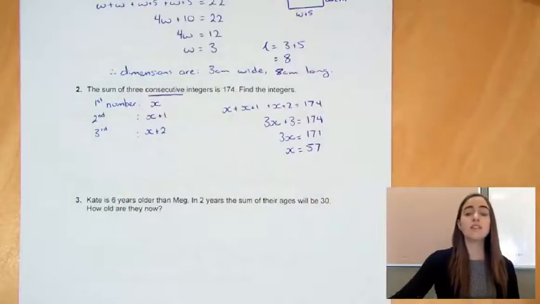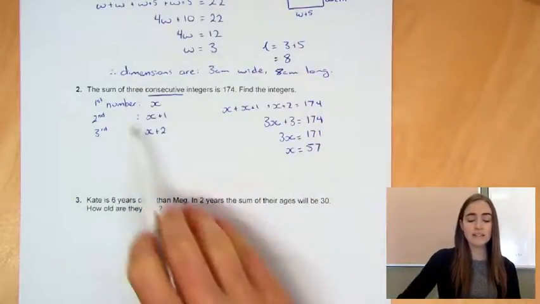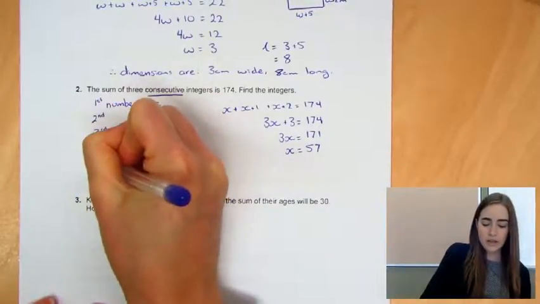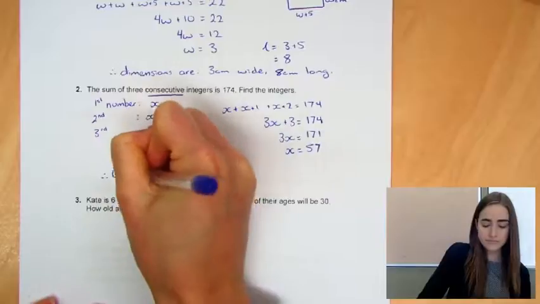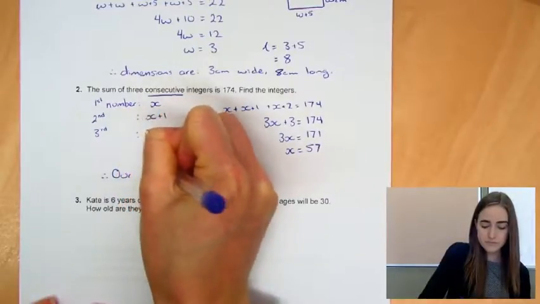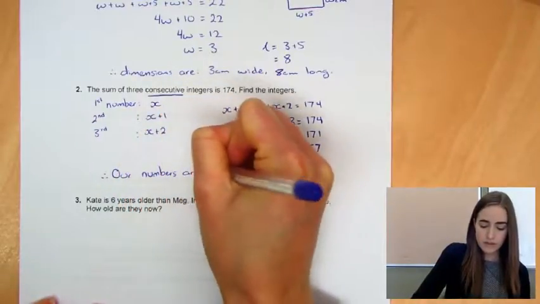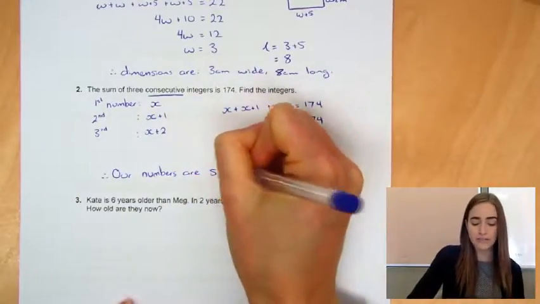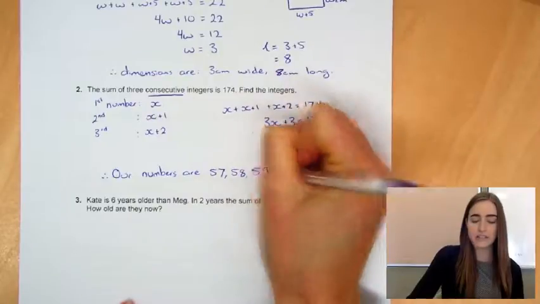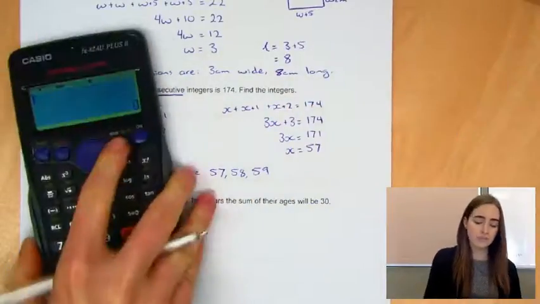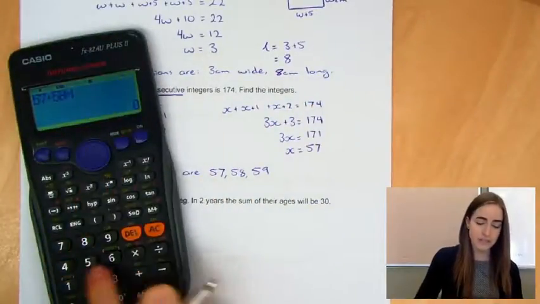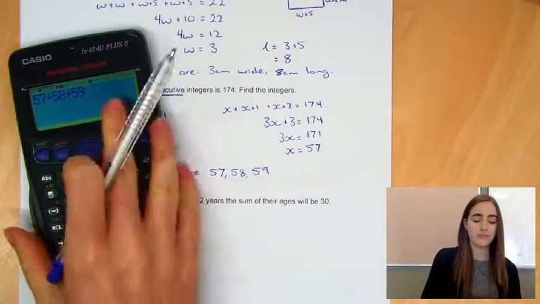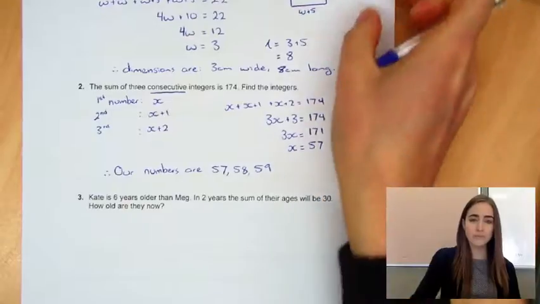So that's telling us the first part of our answer. That x is our first number. Then we can find the other ones as well. So our numbers are 57, and then we had the next two numbers. So we also had 58 and 59. And you can just check that by going 57 plus 58 plus 59, and you get 174. Now let's have a look at one more example.